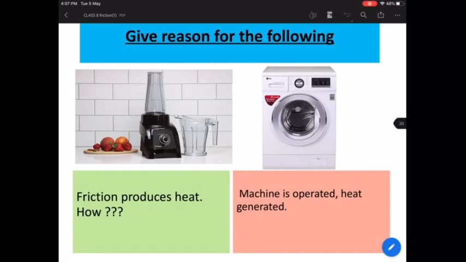So in winters, you can take production of heat as an advantage of friction, but otherwise production of heat because of friction is actually a disadvantage. Heat is produced in your electrical appliances also, like your mixer and grinder, like your washing machines, and anything which works for a long period of time will give out heat. So that is one disadvantage of friction.